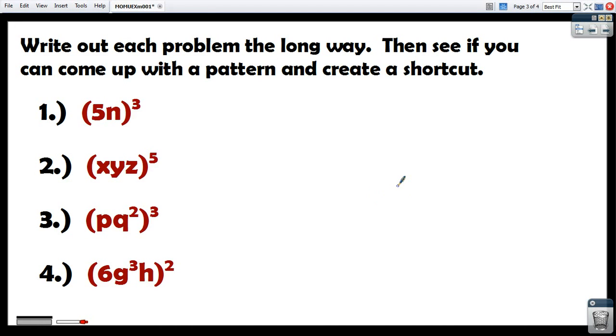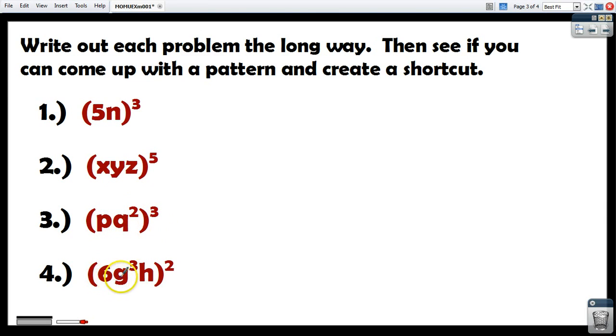Let's take a look at a different type of problem. Below here, I've got 4 different problems, and each one is a multiplication problem being put to a certain power. Like, for example here, 5 times n, or 5n, the whole thing in parentheses to the third power. Or this one, x times y times z, the whole thing put to the fifth power.